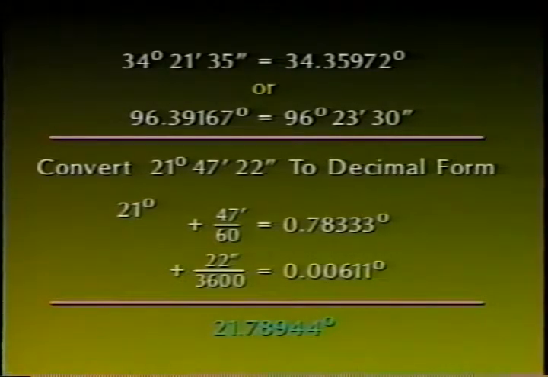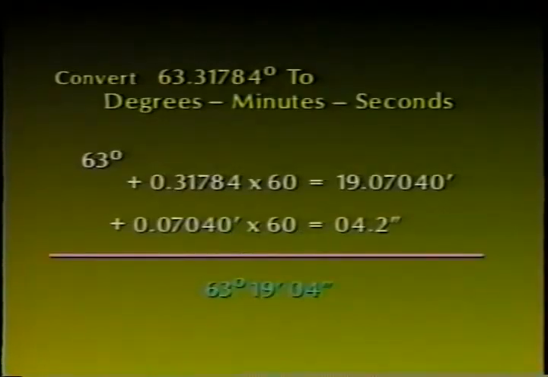Conversion of degrees to decimal form is also shown in this graphic. Conversion from decimal format, 63.31784 degrees, to 63 degrees, 19 minutes, 4.2 seconds, is shown in this graphic. Remember, it is always required to convert to decimal form before using most calculators, unless they are pre-programmed to make the degrees to decimals and vice versa conversion.